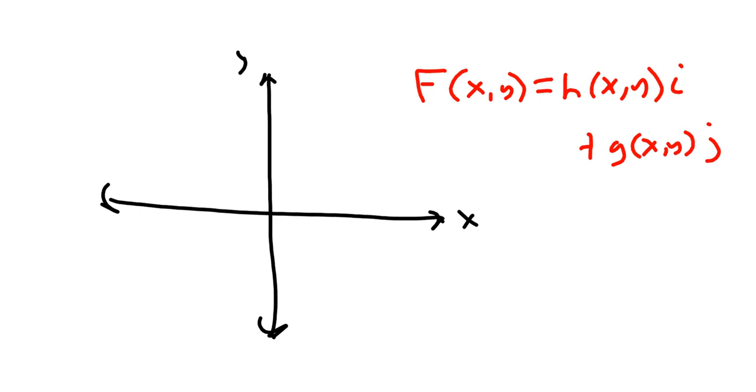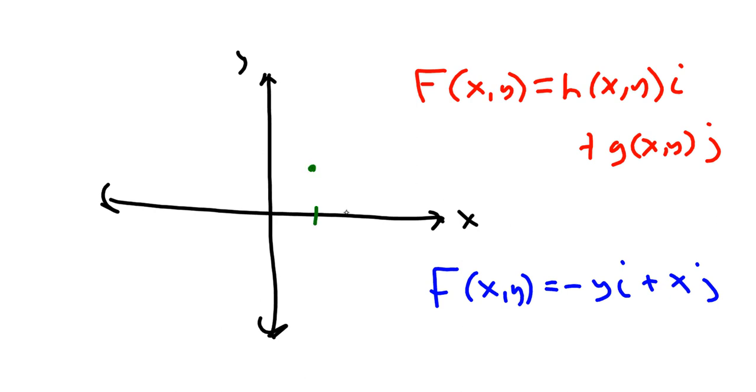Very basic one. So let's let F of x comma y equal the vector field negative y times i plus x times j. Okay, so what this means is to every point we can assign a vector. So let's say we're going to start over here, and this is going to be the point (1, 1). We'll see if we need more points.